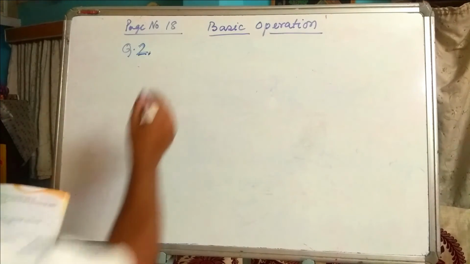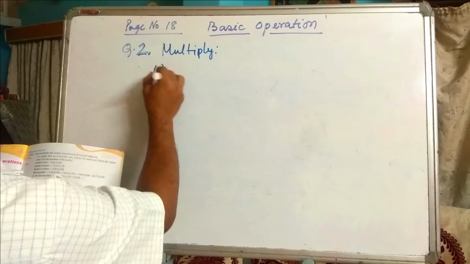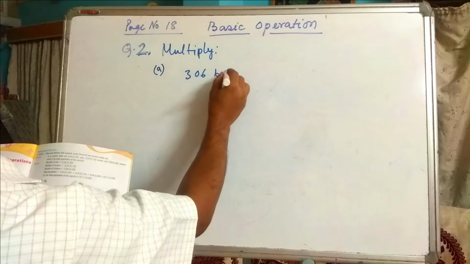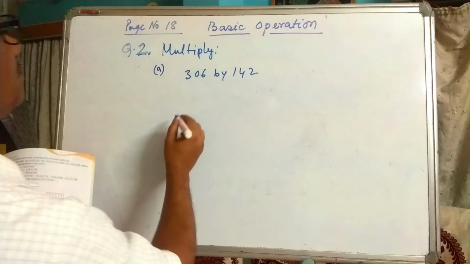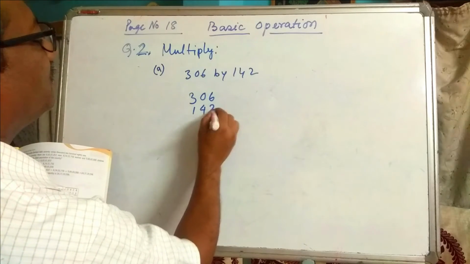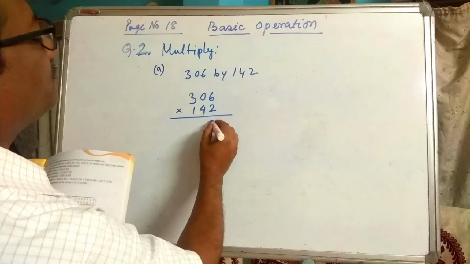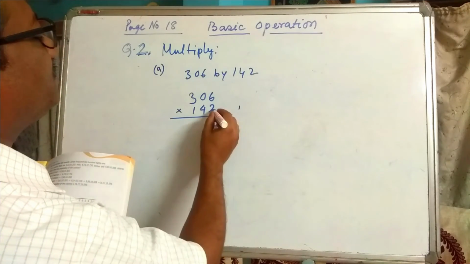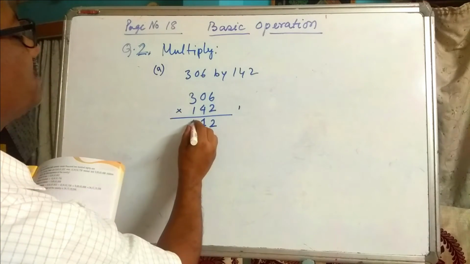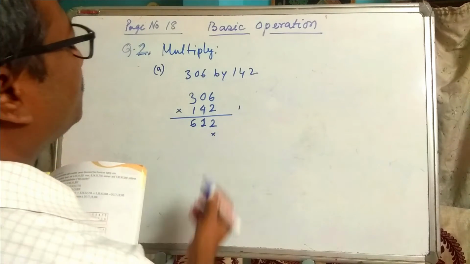Now question number 2. Multiply. Sub-question number A. 306 by 142. So arrange the numbers 306, 142. We have to multiply 3-digit numbers. So 2 sixes are 12, 2 and 1 left. 2 zeros are 0 and 1. 2 threes are 6. Then leave the first unit place.